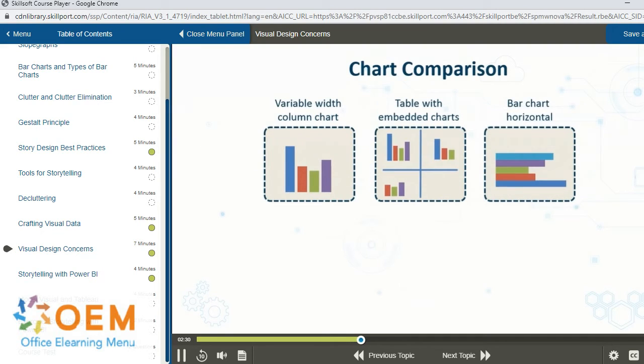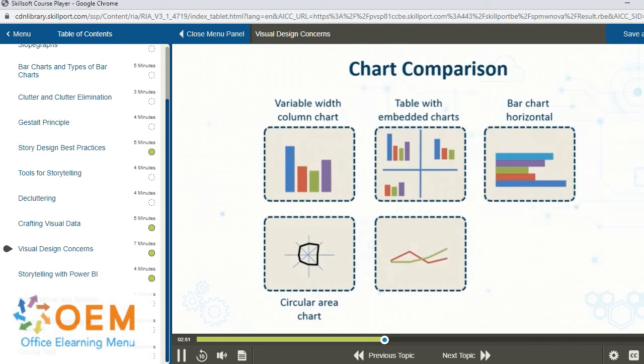Bar chart. A horizontal bar chart is a bar chart with rectangular bars with length proportional to the value that they represent. One axis of the chart shows the specific categories being compared and the other axis represents a discrete value. Circular area chart. It's another version of line chart, but with a filled area. Then we have line chart.